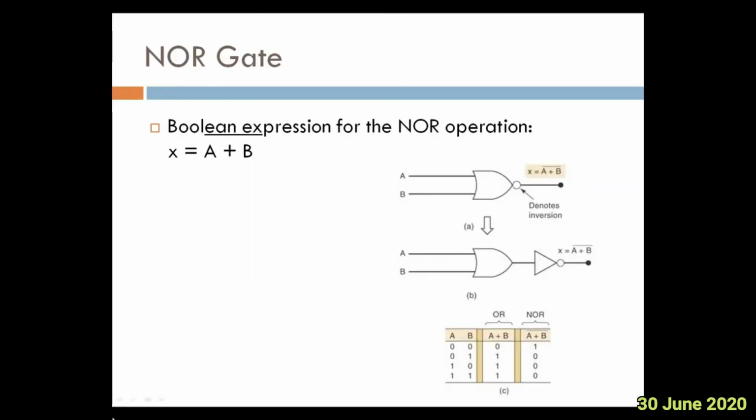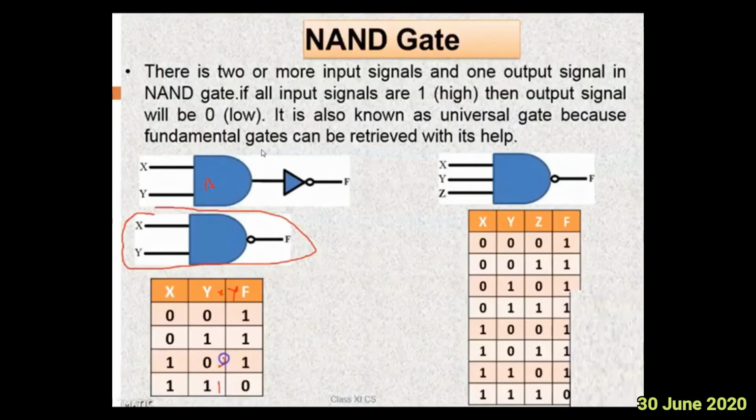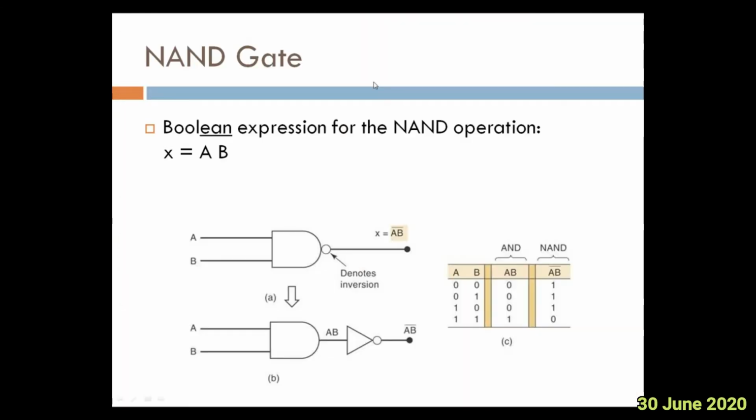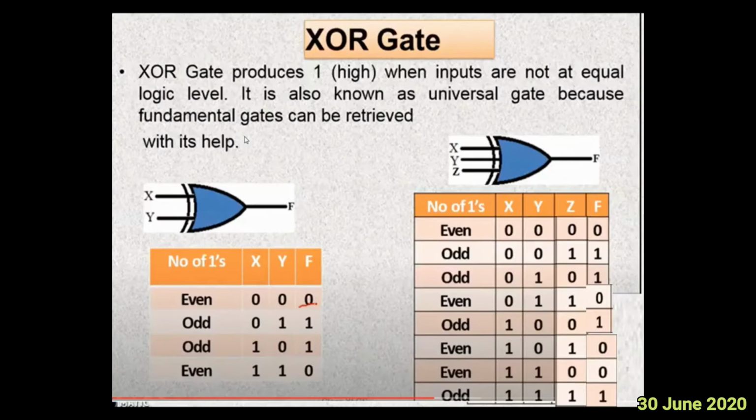Similarly, what will be for the NOR gate? A plus B whole bar, or OR with NOT. What will be for NAND now? A dot B and NOT. Right? These are called expressions.